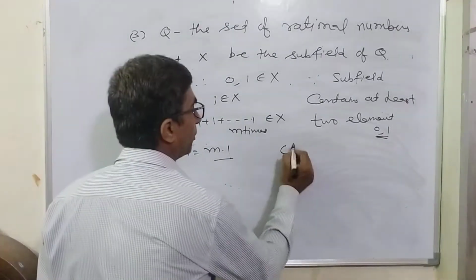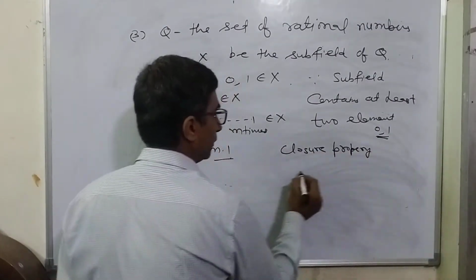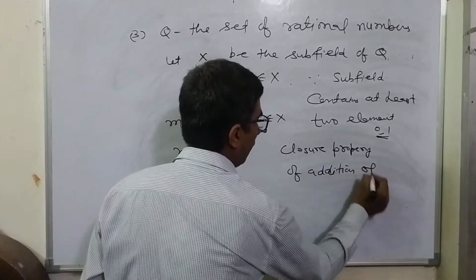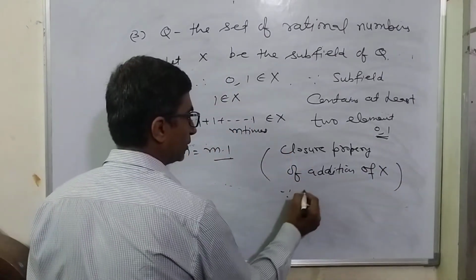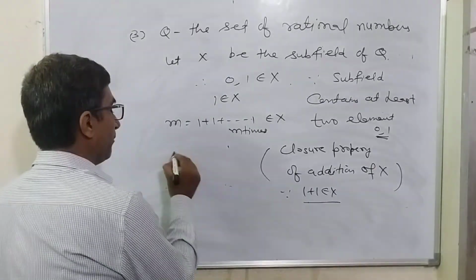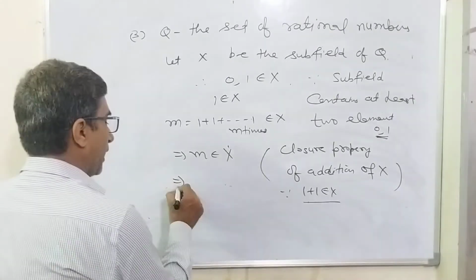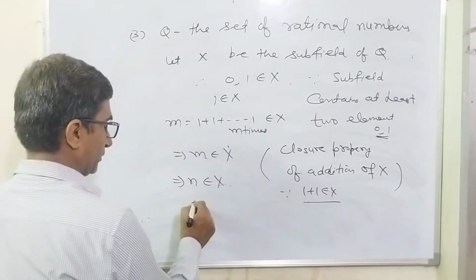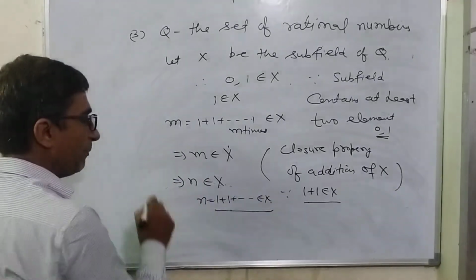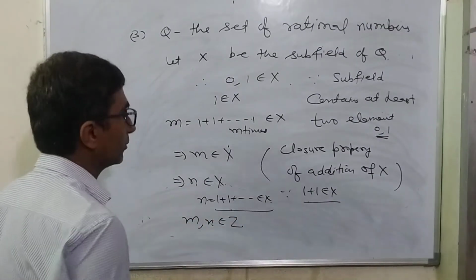This is the closure property of addition of X, because 1 plus 1 belongs to X. That is why m belongs to X. In the same way n belongs to X, where m and n are integers.